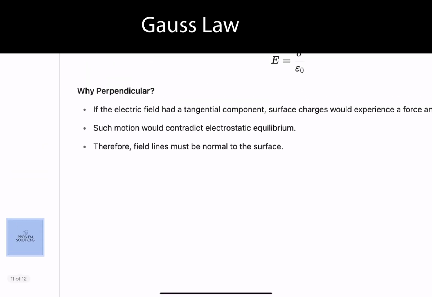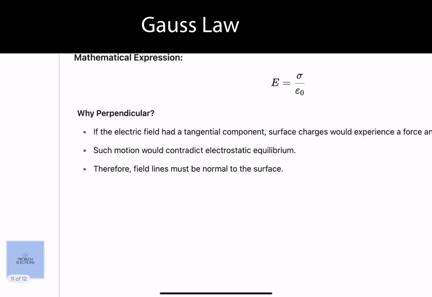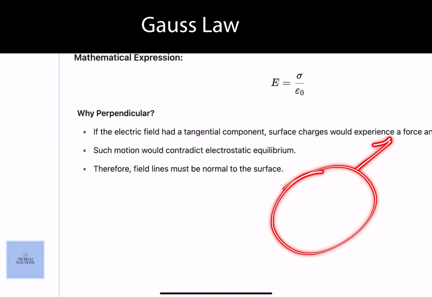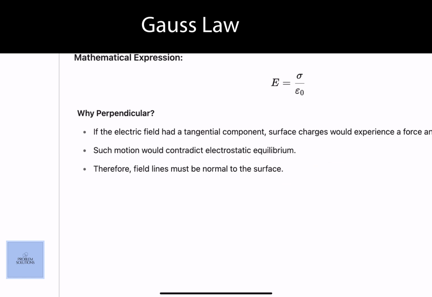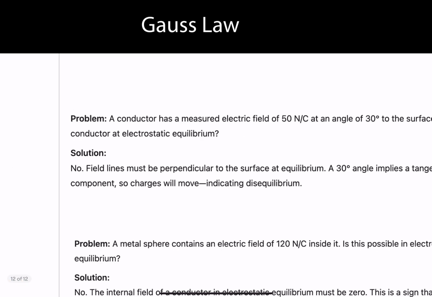All right, why should it be perpendicular? Because if it has a tangential component, then the surface charges would move once again. So if that's the surface and you have a component that way, the charges here have to move, which means equilibrium is lost. But as long as it's perpendicular, it has no effect on the charge because the y component is not affected by the x. That's why field lines are always perpendicular to the surface.